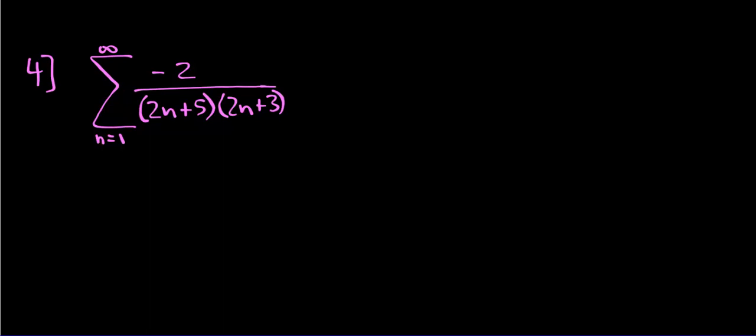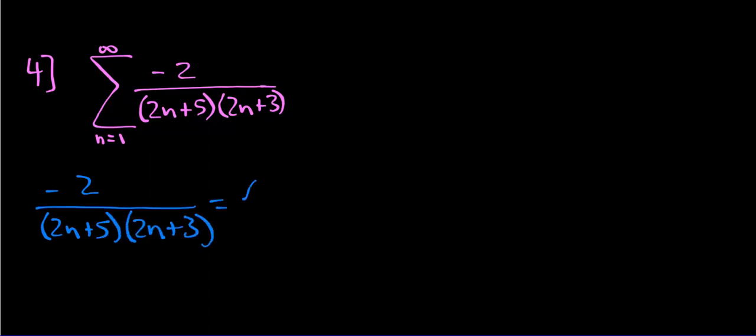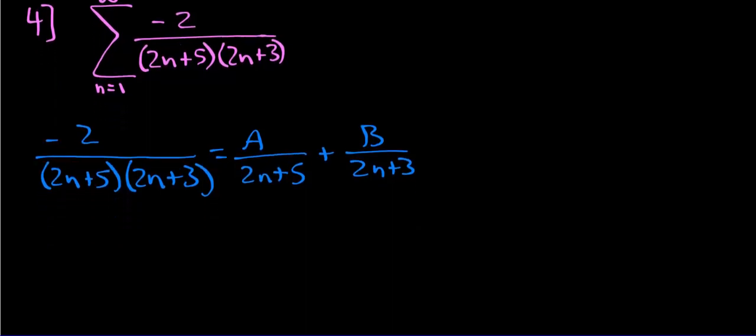What we need to do with this before we go any further is rewrite it using partial fraction decomposition. We make sure the bottom is factored as it is, and we decompose it. So here we've got a over 2n plus 5 plus b over 2n plus 3, and then we go about the usual business of partial fraction decomposition. Just set it up the usual way.